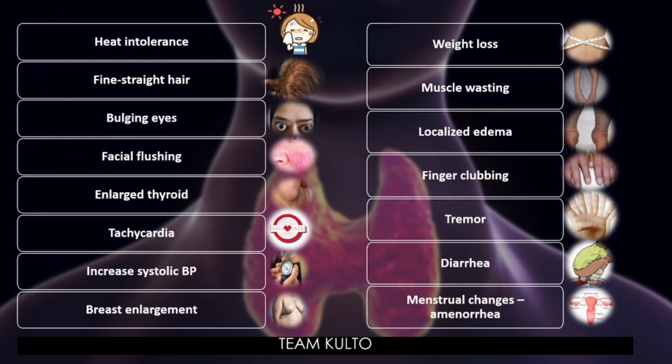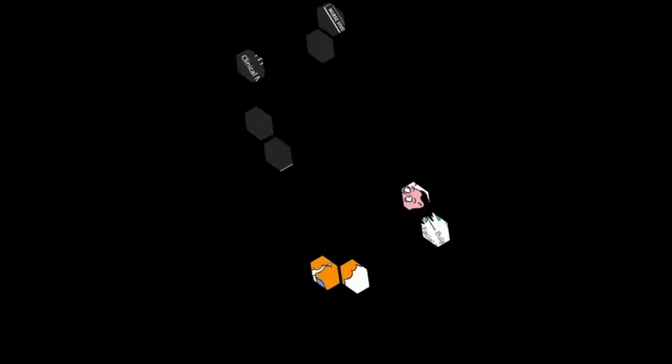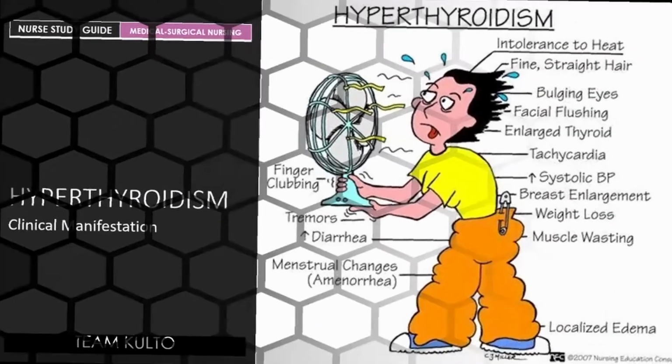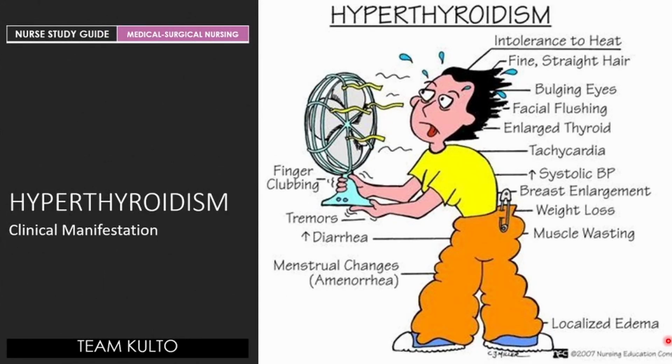Now, in order for you to have a better picture of this, I listed them one by one and put them here. Once again, these are the clinical manifestations of hyperthyroidism. You have intolerance to heat, fine straight hair, bulging eyes, facial flushing, enlarged thyroid, tachycardia, increased systolic blood pressure, gynecomastia, unintentional weight loss, muscle wasting, localized edema, finger clubbing, tremors, diarrhea, and amenorrhea.